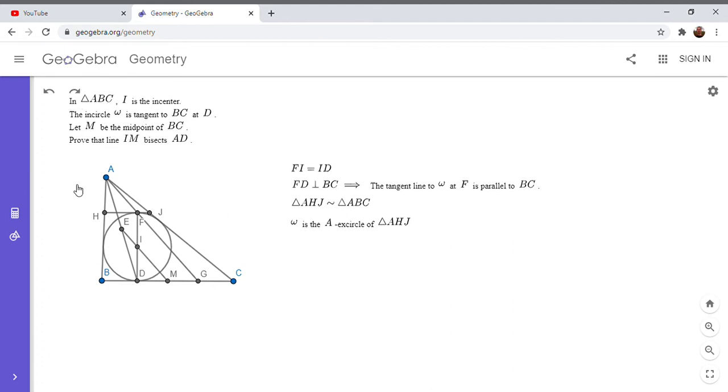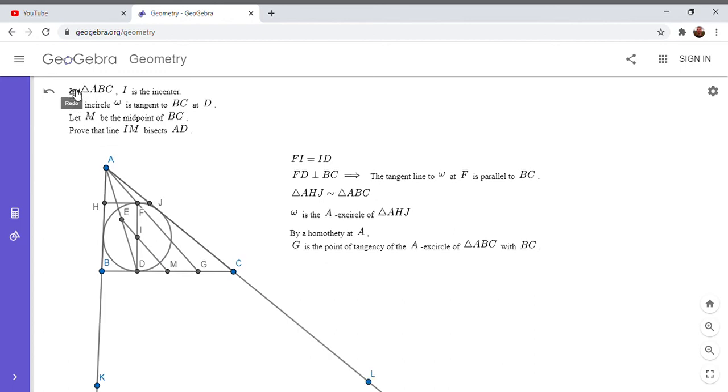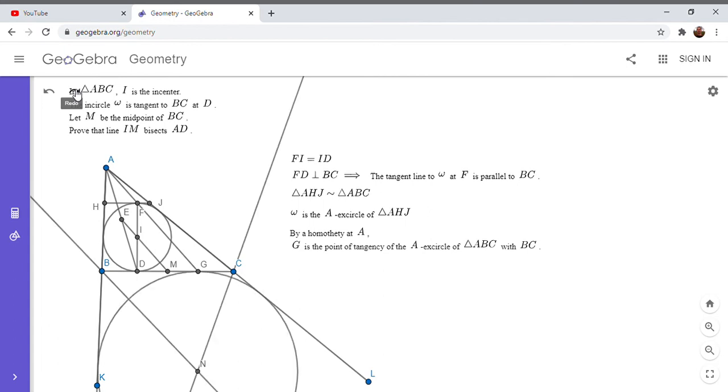So this is what I mentioned. Omega is the A-X circle of triangle AHJ. And now I'm going to do the scaling. By the homothety at A, G has to be the point of tangency of the A-X circle of ABC. All right, so I'm going to draw the A-X circle. Okay, and I'm just going to label the names of a couple other points of tangency.